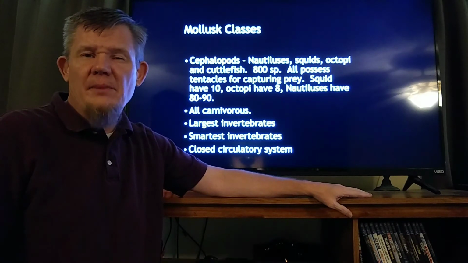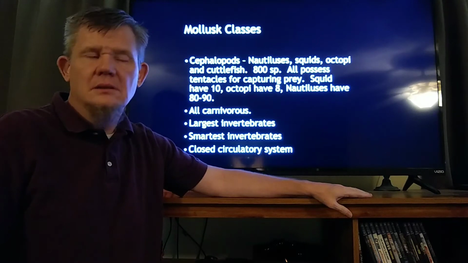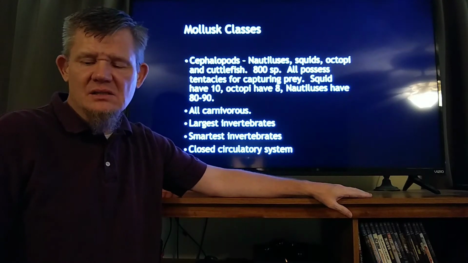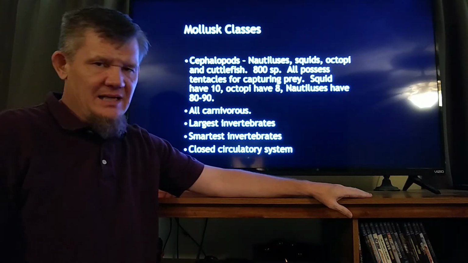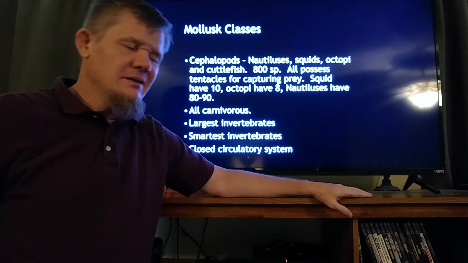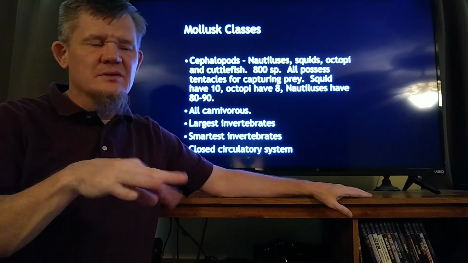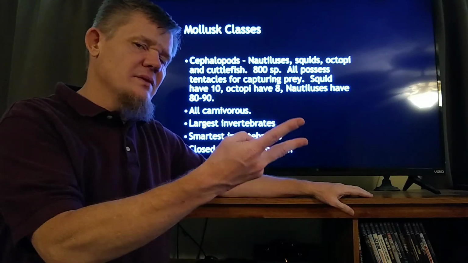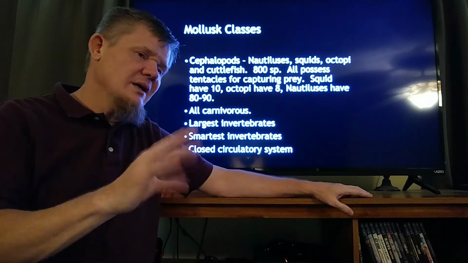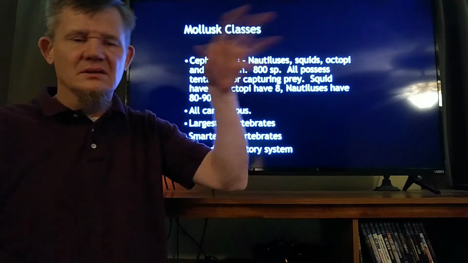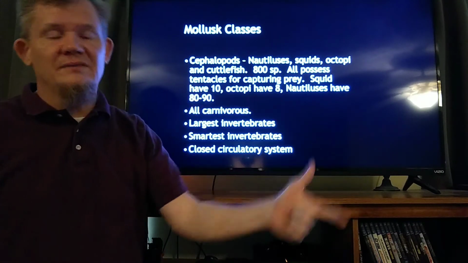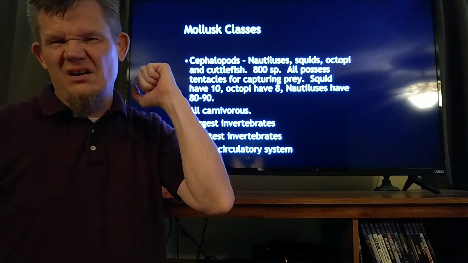Octopi have about 8 tentacles. Squid have about 10 tentacles. Nautiluses have 80 or 90 tentacles. With squid, there's a difference between a tentacle and an arm. The feeding tentacles are special. They have 2 of those. They have 8 arms. We're not going to split hairs. We'll just call them all tentacles. And like we said, octopi have 8 tentacles, squid have 10 tentacles, and nautiluses have 80 or 90.